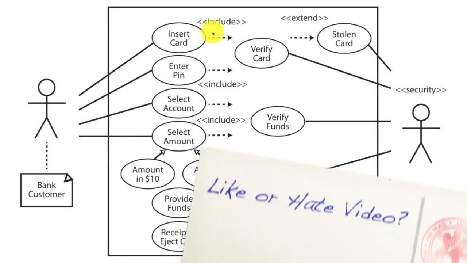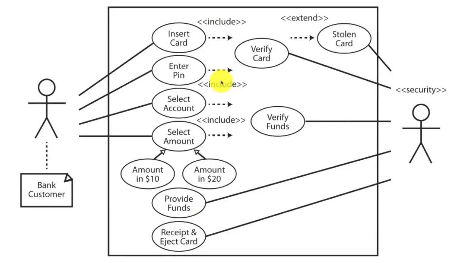Right here, you can see the word include, and what include means is you use this whenever you want two or more elements to use a use case. Like right here, whenever they insert their card, we're going to verify the card. And also whenever they enter their PIN, we're going to verify their card. So this is a use case that is going to be shared completely by these other two use cases right here, and hence we're going to say these include verification of the card.